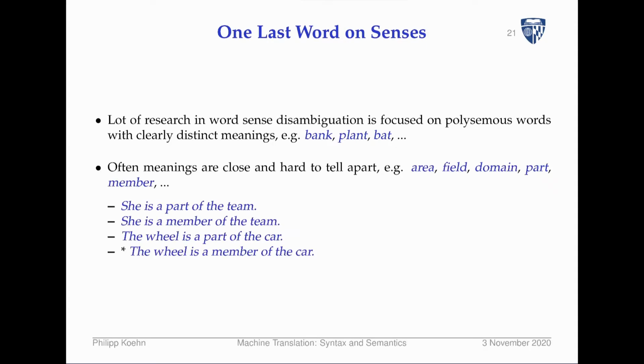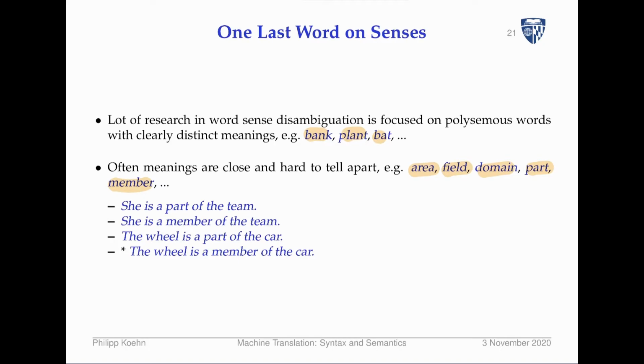However, maybe you shouldn't work on words like bank, plant, and bat, because most of the things that we actually encounter in text are fairly close in meaning and hard to tell apart. So just to give you an example: area, field, domain, part, member. They have a lot of similarities. Something is a research area, a research field, a research domain, not a research part.